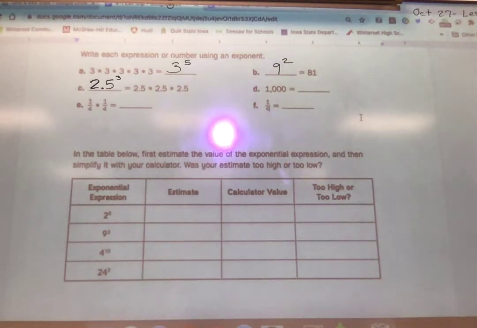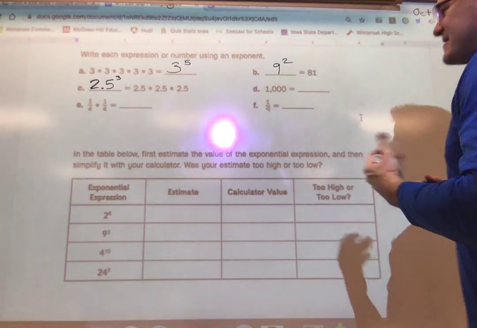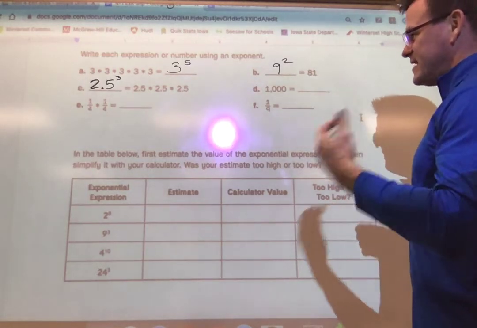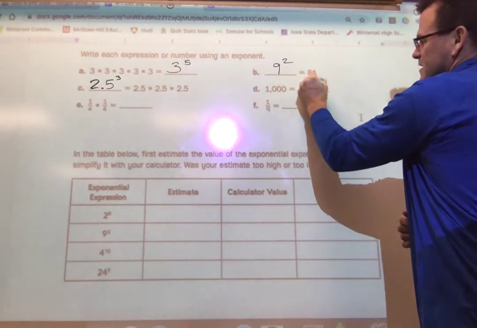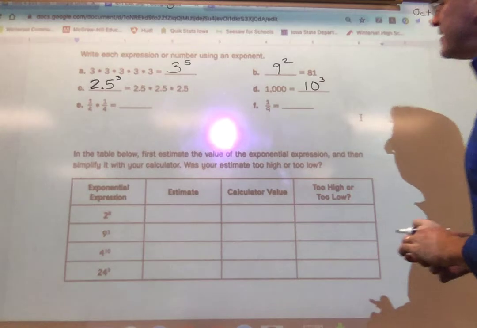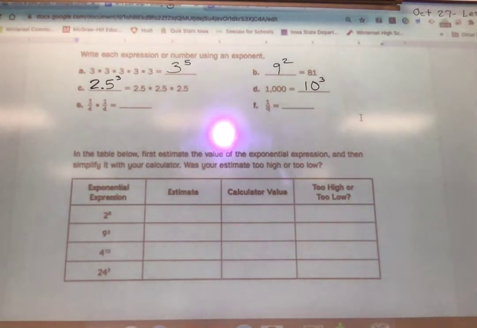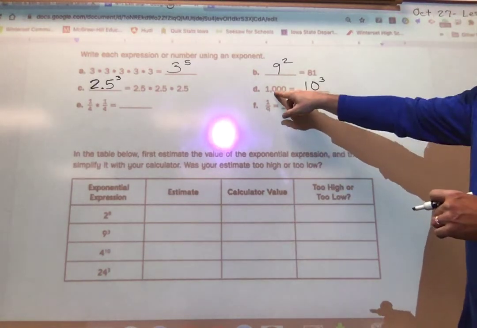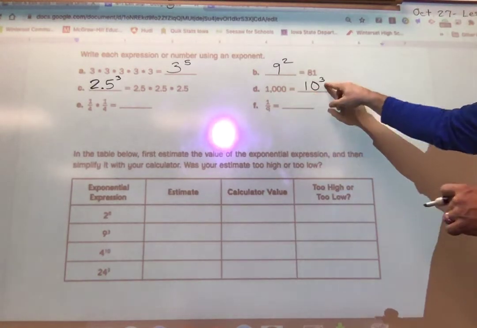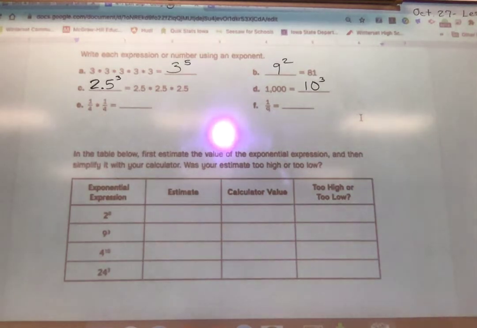Now, when we get to the 1,000, it gets a little more complex here. This is actually a cube root. If you think 10 times 10 times 10, that equals 1,000. So 10 to the 3rd power there. 10 times 10 is 100, times another 10 is 1,000, because we know every time we add a 0, it makes it 10 times bigger. So again, I see 3 zeros there. That's 10 to the 3rd power.